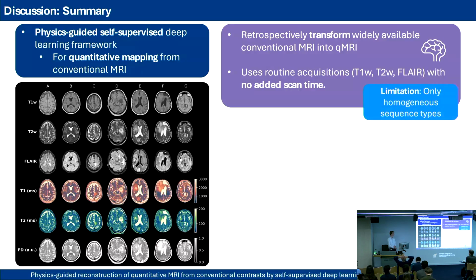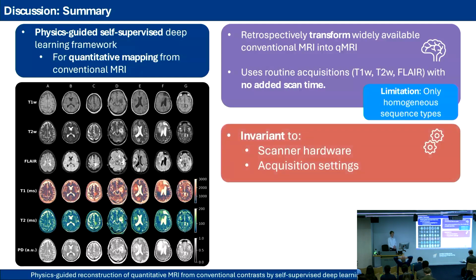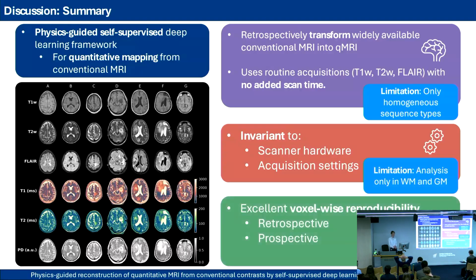One limitation of this study is that we only use homogeneous sequence types at the moment. For example, for T1 weighted, it's only a gradient echo sequence, while in our institution, but also in other institutions, they often use, for example, an MRI sequence which has an inversion pulse as well. So that's not integrated in this model yet. We also showed that these quantitative maps were invariant to scanner hardware and acquisition settings. A minor limitation is that we only did the analysis in white matter and gray matter, which are quite big structures, so we should also do a more refined analysis. And we also showed excellent voxel-wise reproducibility in retrospective and prospective cases.